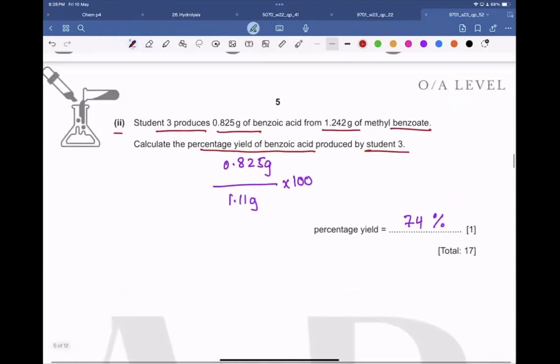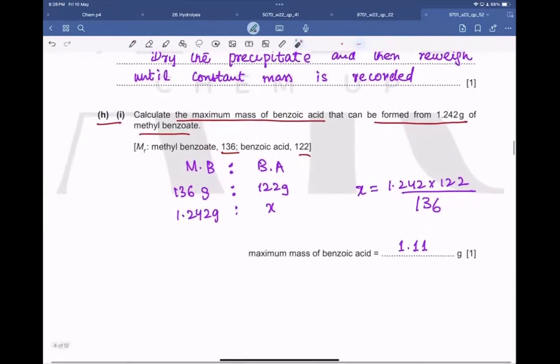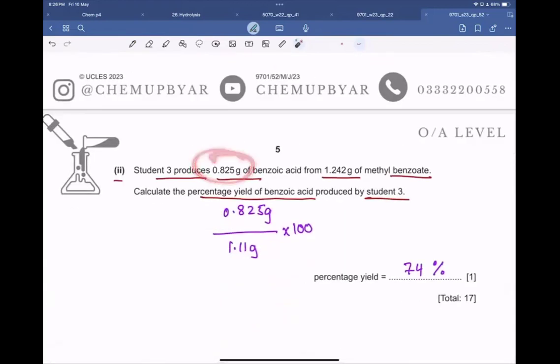Because, Mariam, if you see, this mass is of methyl benzoate. This mass is not of benzoic acid. Experimentally, this mass of benzoic acid is formed, but from the calculation, we got to know that in actual, this mass must be formed. So that is the total maximum mass of benzoic acid that can be formed that we have calculated. And practically this much is formed. So that's why we take these two values. This value cannot be taken because it's not the mass of benzoic acid. And they are asking you to calculate the percentage of benzoic acid.